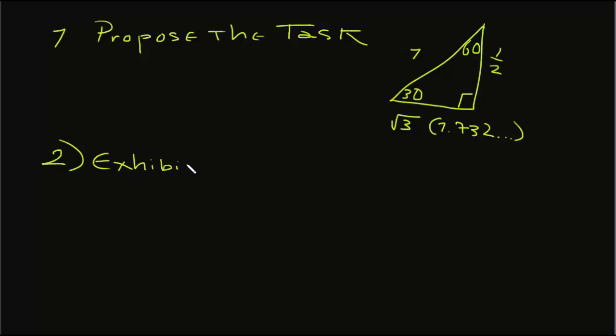2. Exhibit the givens. Here we note the axioms and theorems that support our proof. Axioms are self-evident truths like 2 points suffice to define a line. Theorems are truths built up from axioms. The givens here are that we can draw an equilateral triangle.